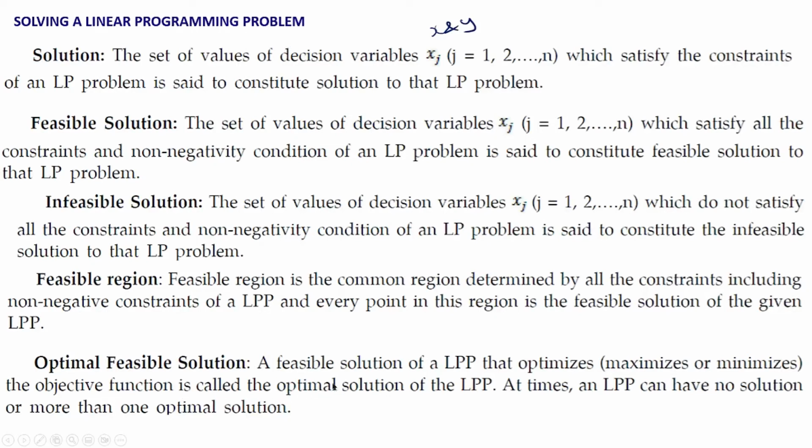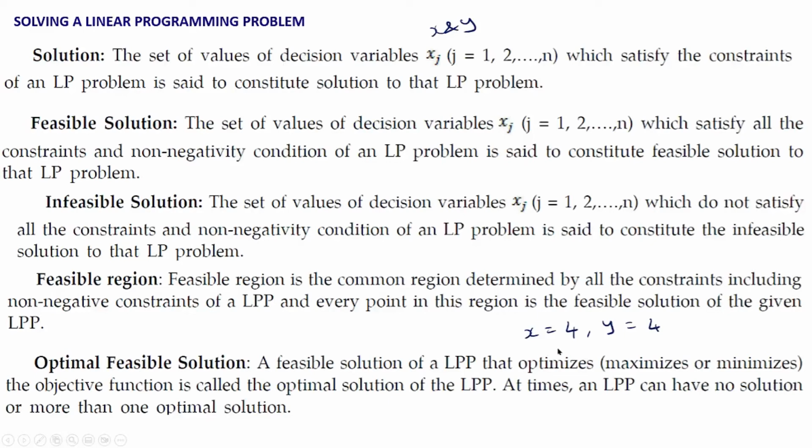A feasible solution of a linear programming problem that optimizes the objective function is called the optimal solution of the linear programming problem. In the example which we just now saw, the optimal feasible solution is x equal to 4 and y equal to 4. This is the optimal feasible solution of the given linear programming problem.